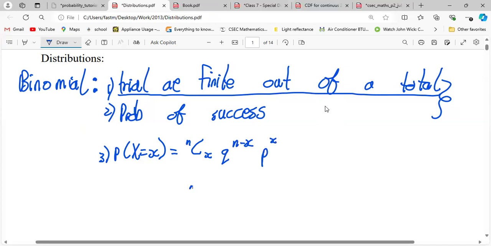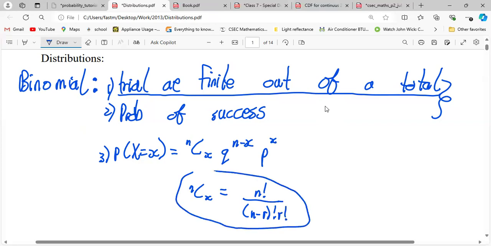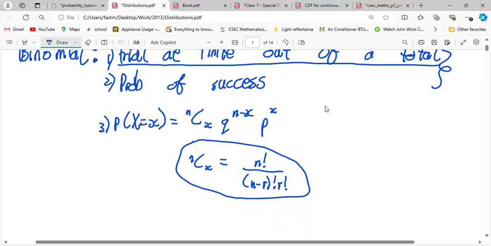This piece here, nCx or nCr, is just n factorial divided by n minus r factorial, r factorial. This piece you can do in a calculator for free. You don't really need to stress about that. If you look at your calculator, on the part with the multiplication, division, and stuff, you'll see nPr and nCr. So you can literally just do that part in your calculator. You don't have to stress out too much about that. So that's the probability of X.